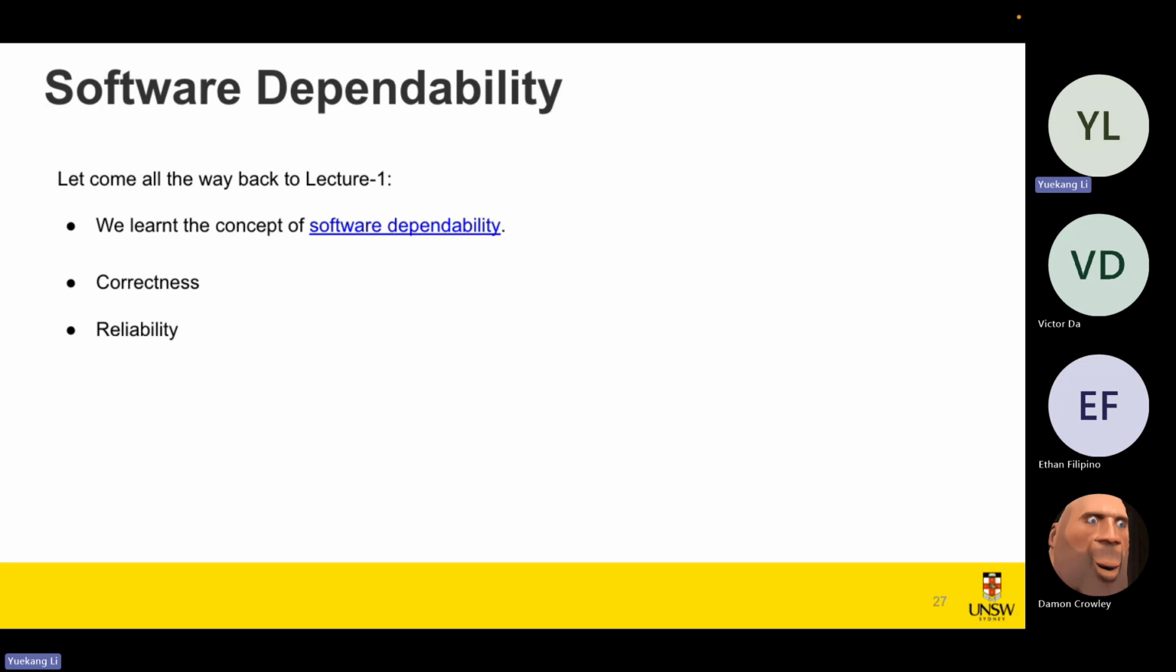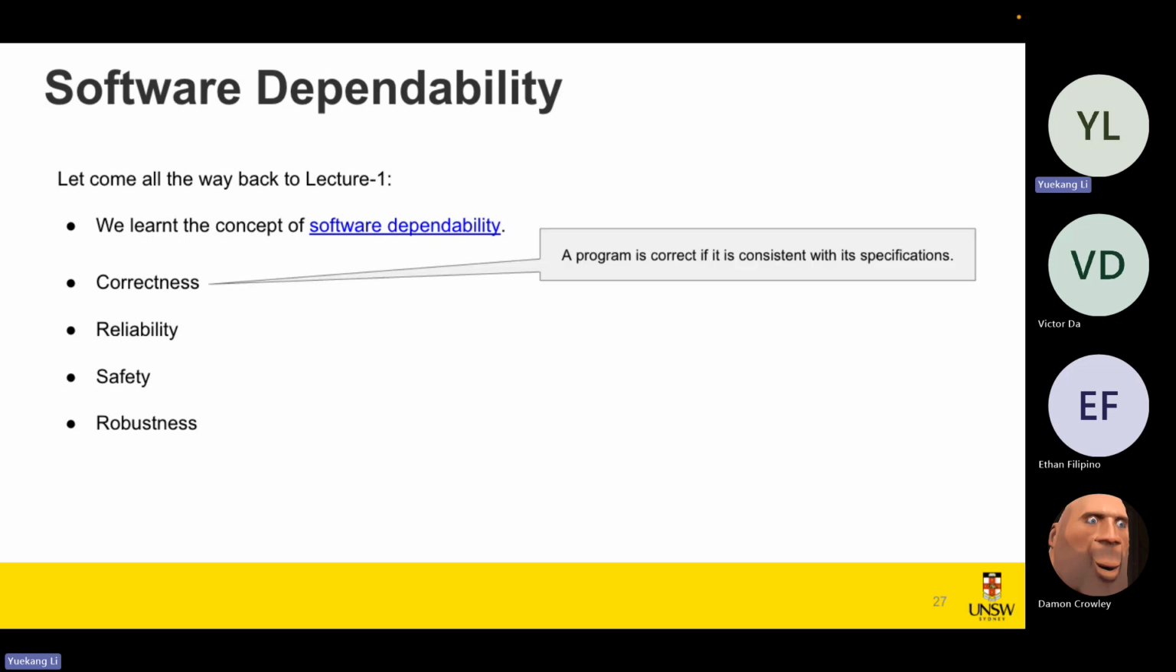The first one is correctness. The second one is reliability. The third one is safety. And the last one is robustness. Can you quickly recall what these concepts are about? When we are talking about correctness, we have to have some golden standard. What is the golden standard for correctness? The golden standard here is the user requirements. So correct means the program aligns with the specifications or the requirements.